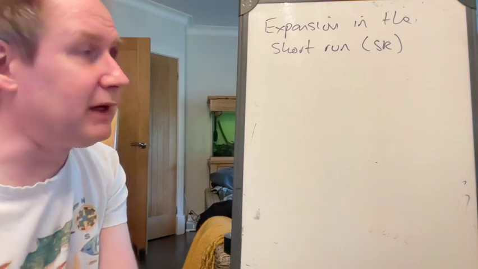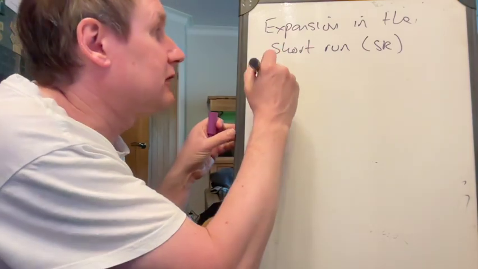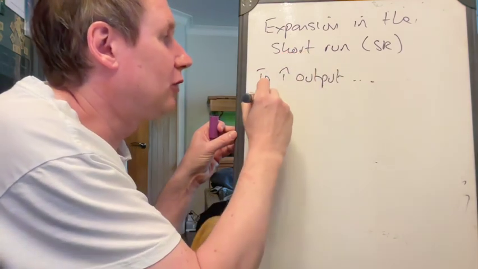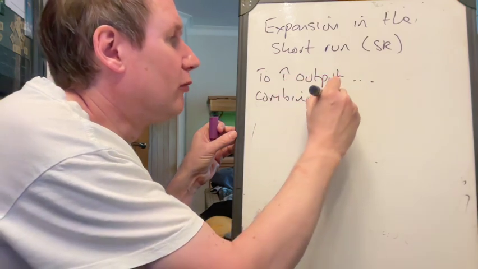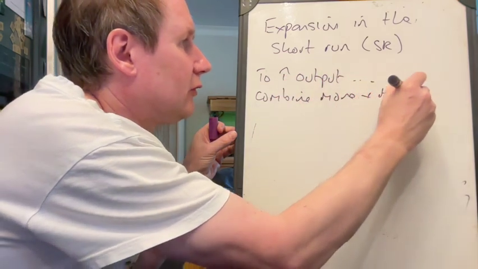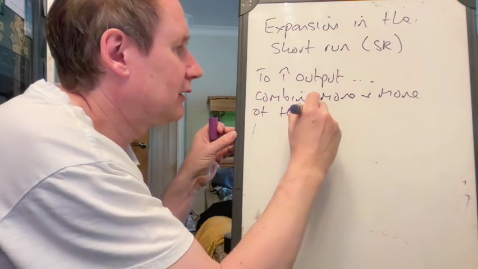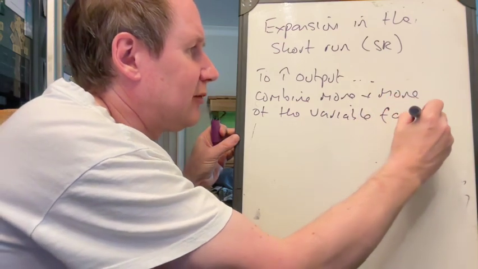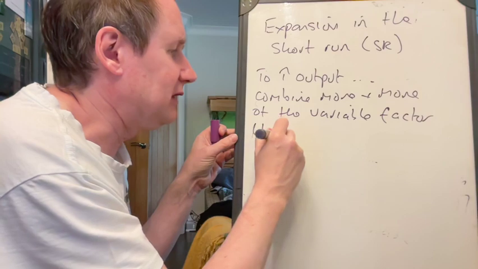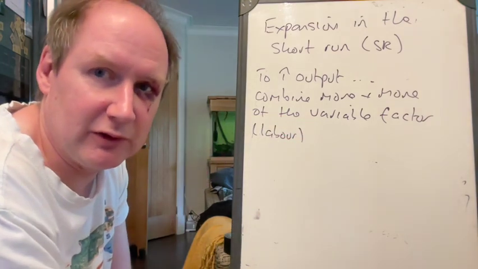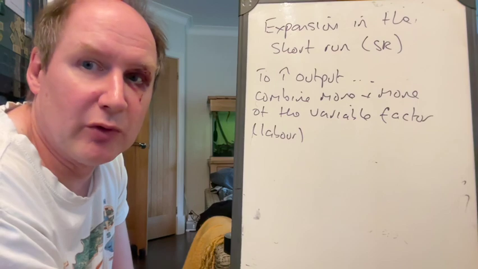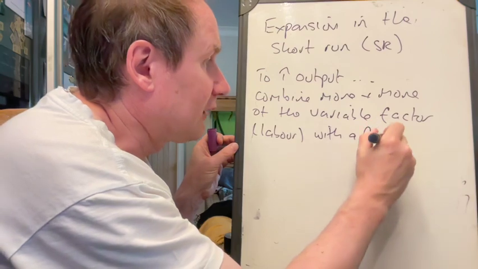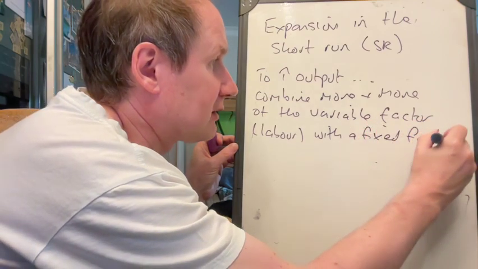So if it's going to increase output in the short run, what you have to do is combine more and more of your variable factor. And generally, we tend to assume the variable factor of production is labour. It's generally relatively easier to get more workers than it is to build a new factory. So we're going to combine more and more of our variable factor with a fixed factor, a fixed amount of land or a fixed amount of capital.